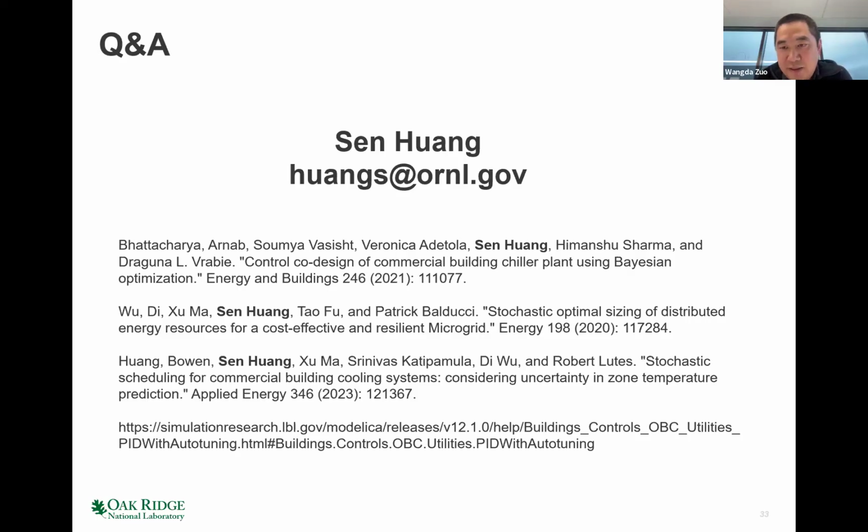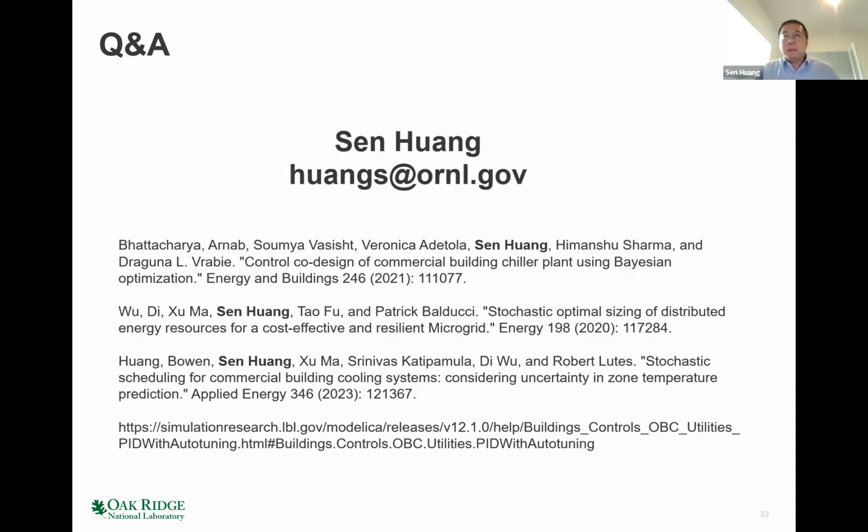Okay. If I understand correctly, anyone who wants to use that PID auto tuning component has to download the Modelica Buildings Library together with the Modelica Standard Library, right? Because this is part of the Modelica Buildings Library.